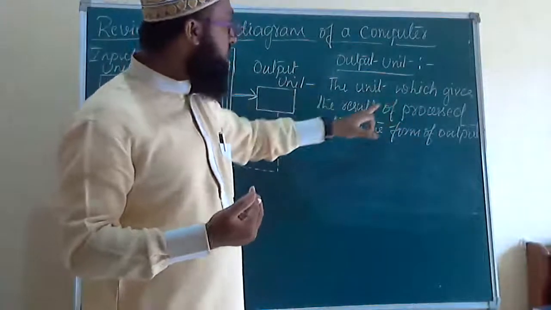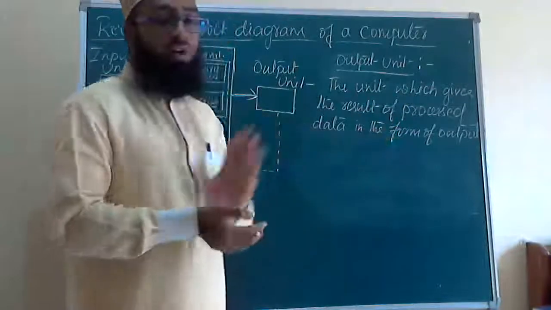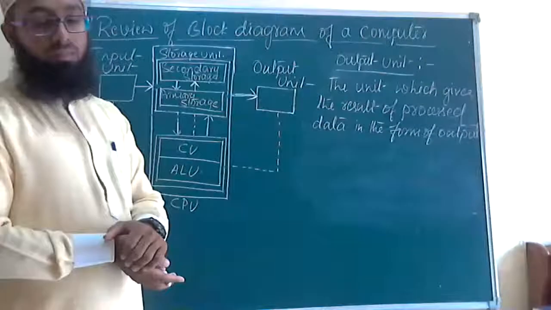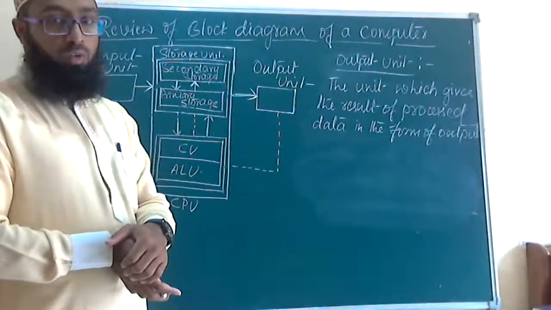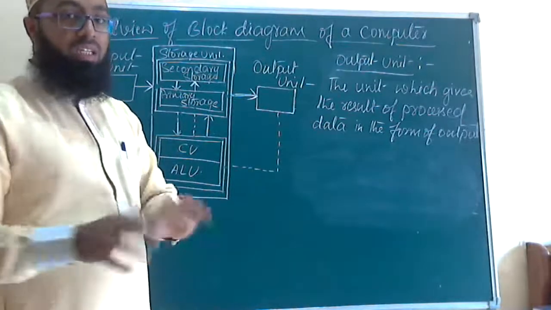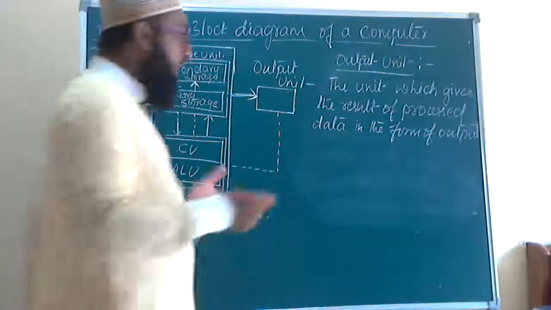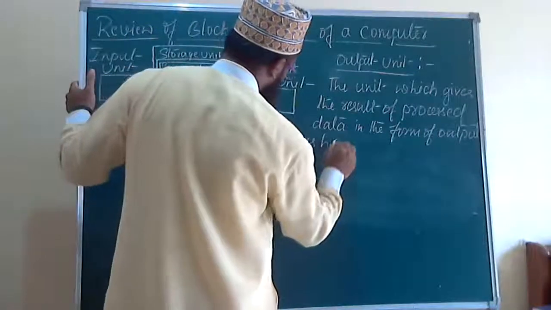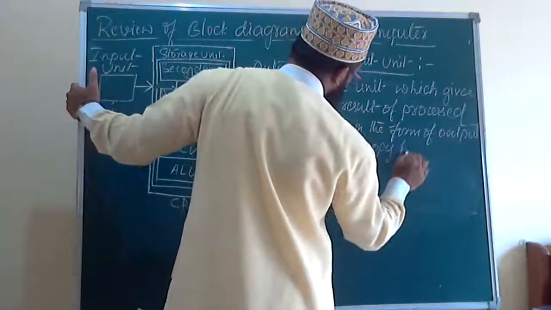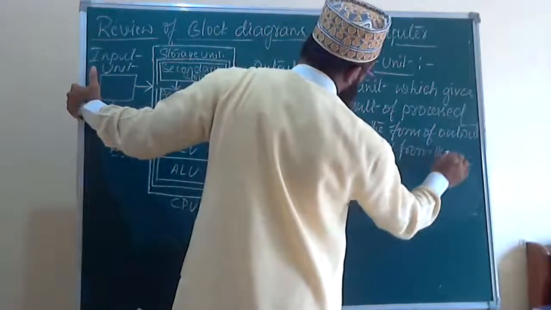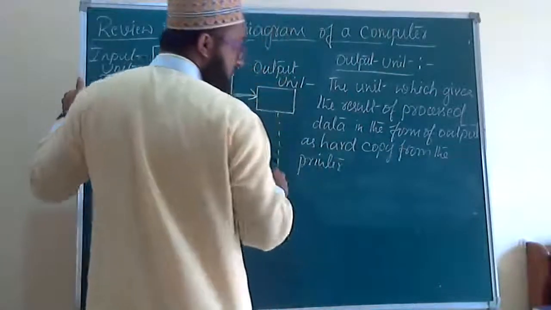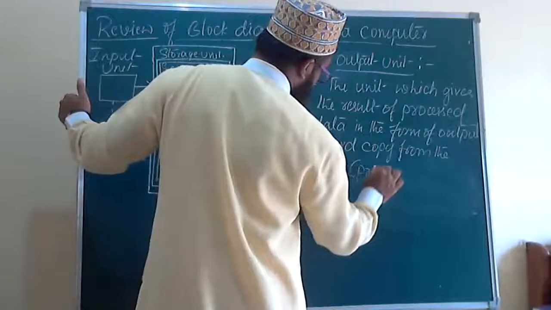The unit which gives the result of the processed data in the form of output. Here, look, after processing, the data can be taken out as hard copy from the printer, and this can be called a printout.